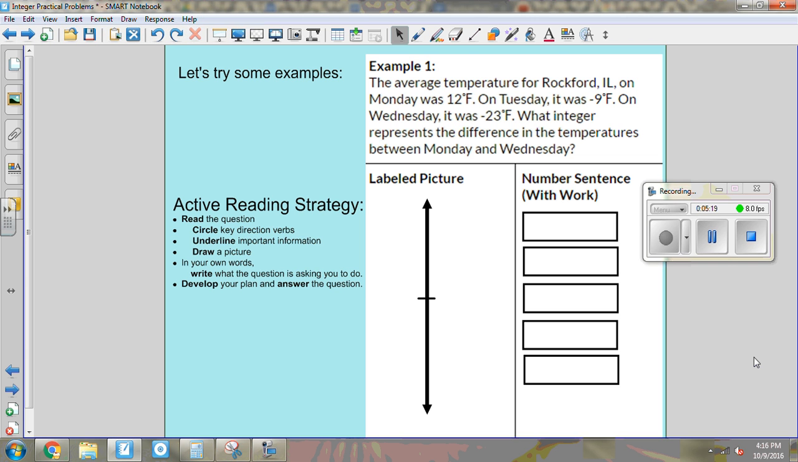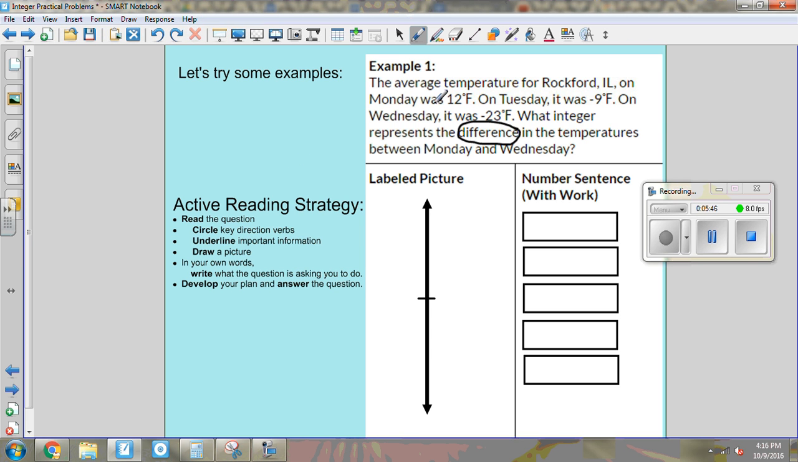So going through our active reading strategy steps, we've just read the question, and now we need to circle any key direction verbs. So I'm going to go through, and I'm going to circle any verbs that help us. Right here, our integers are pretty much given to us. However, our last question says the difference in the temperatures. That's going to be a key word for us. And now we're ready to go through and underline.